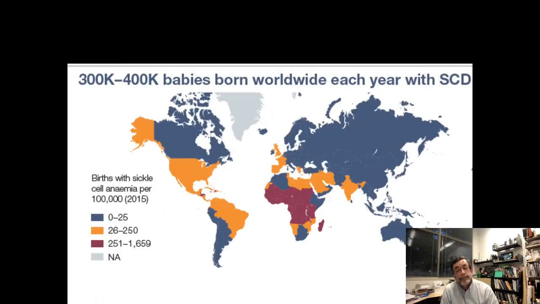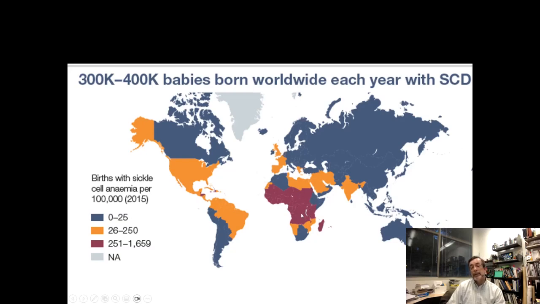And so I need to follow up on this to see if the good news is still there. But one of the questions is, why is it focused in Africa? If you look at just overall births with sickle cell anemia per 100,000 people, there's around 1,000 per 100,000. That's about 1 in 100. That's about the statistics that goes with the numbers that I was quoting earlier.